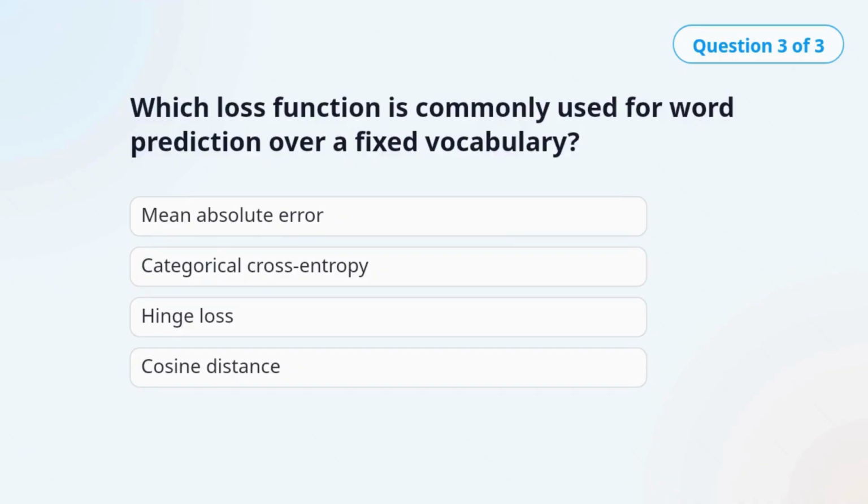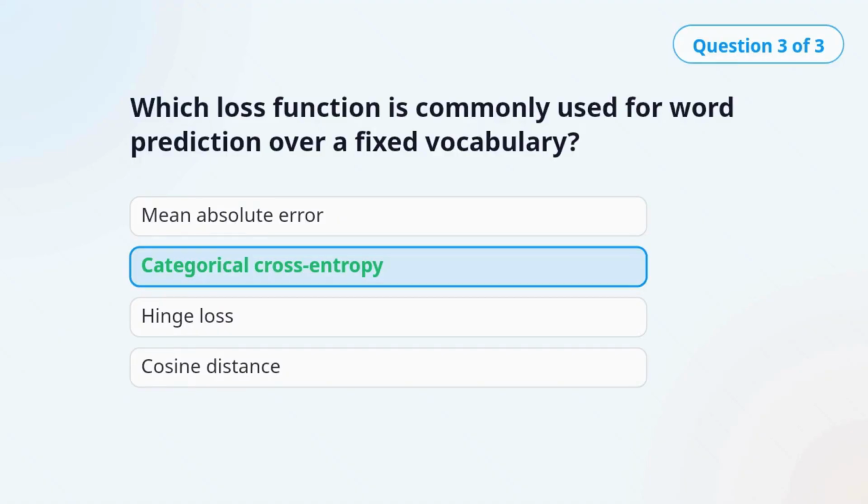Question 3. Which loss function is commonly used for word prediction over a fixed vocabulary? The correct answer is categorical cross-entropy. Predicting one word from many vocabulary options is a multi-class classification problem, so categorical cross-entropy fits well.